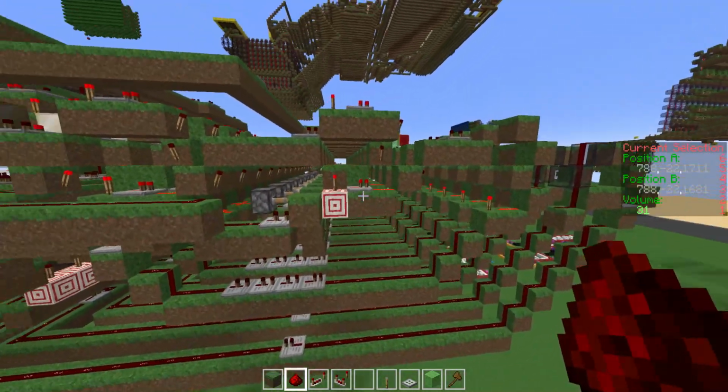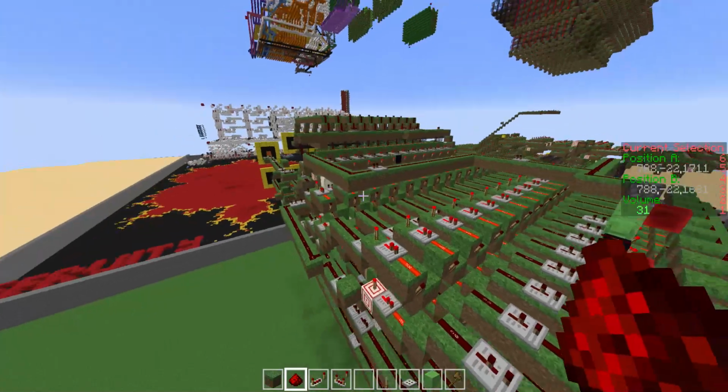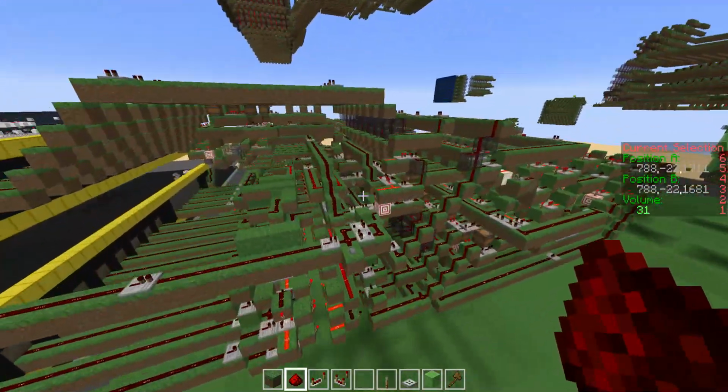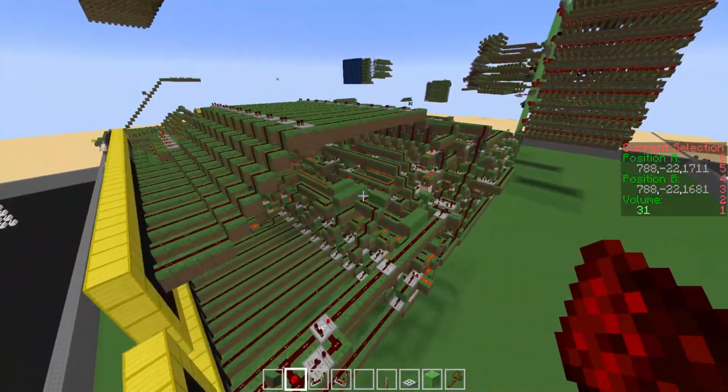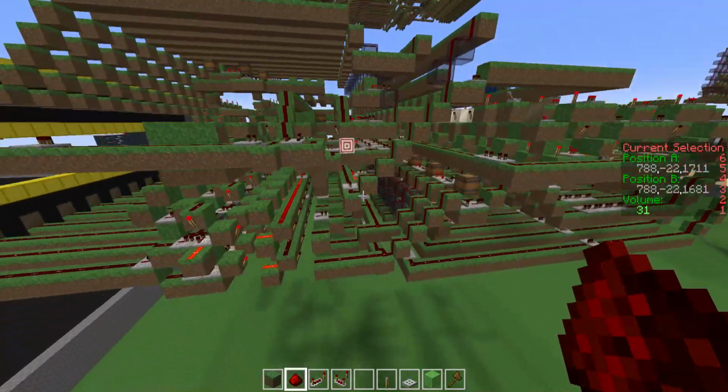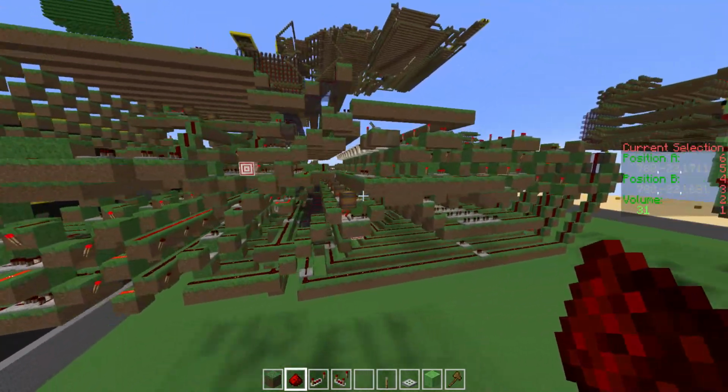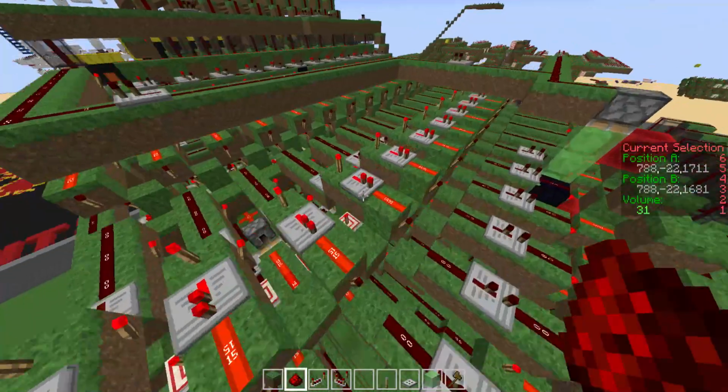Back here, especially in the adder, I was having problems with that piston getting stuck. Oh my god, it's just a nightmare. But I finally got it working. Pretty complex little machine. A lot of stuff going on in here.